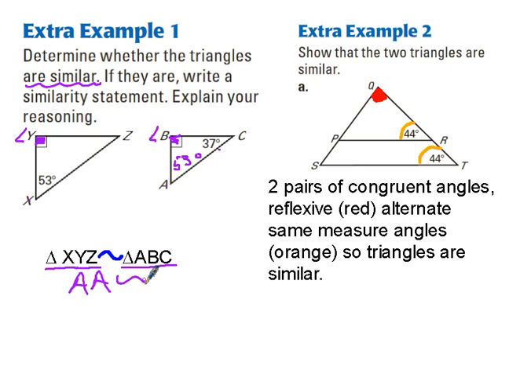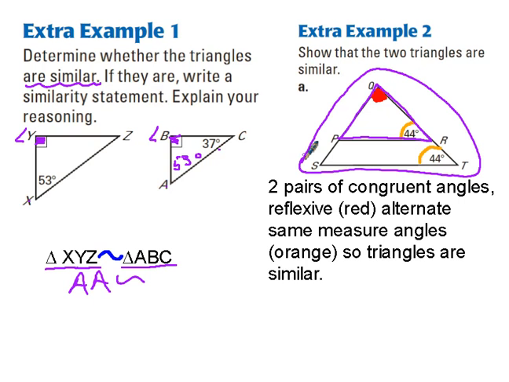Example 2, we have nested triangles. We have the nested triangles PRQ nested inside triangle SQT. But we can still look at the angle similarity postulate.